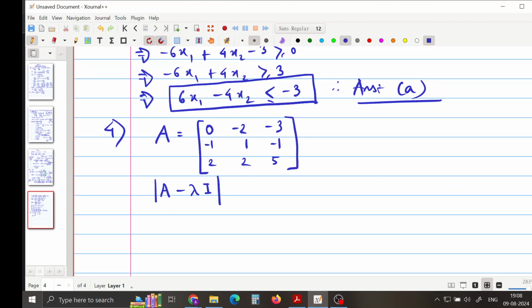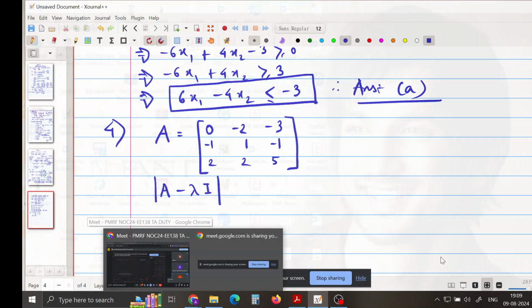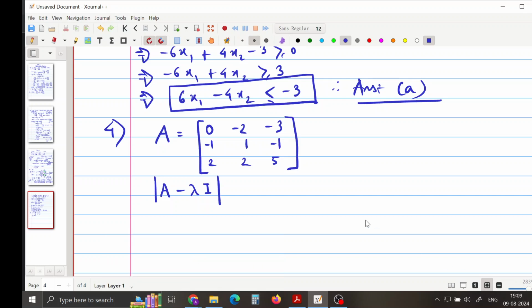Are people familiar with determinants? Determinant of a matrix? Sorry, I couldn't hear you. Okay, yes. In fact, I have discussed determinants in previous sessions also. You can visit them later. So you take the determinant of A minus lambda I.